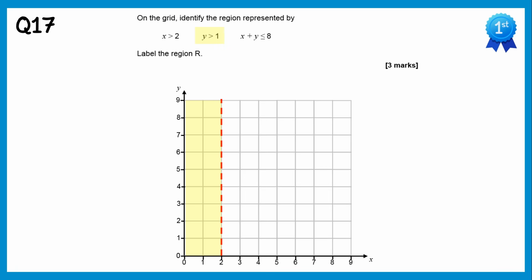So we draw the line y equals 1, again it's a dotted line, and we want everything above the line, so we'll shade out everything below the line.